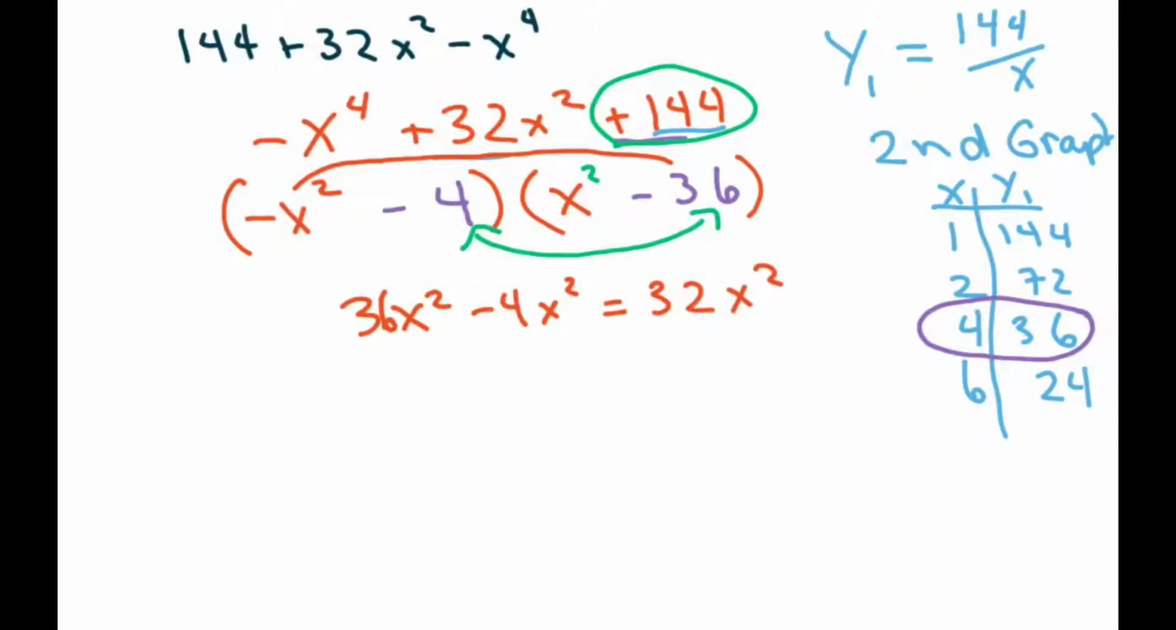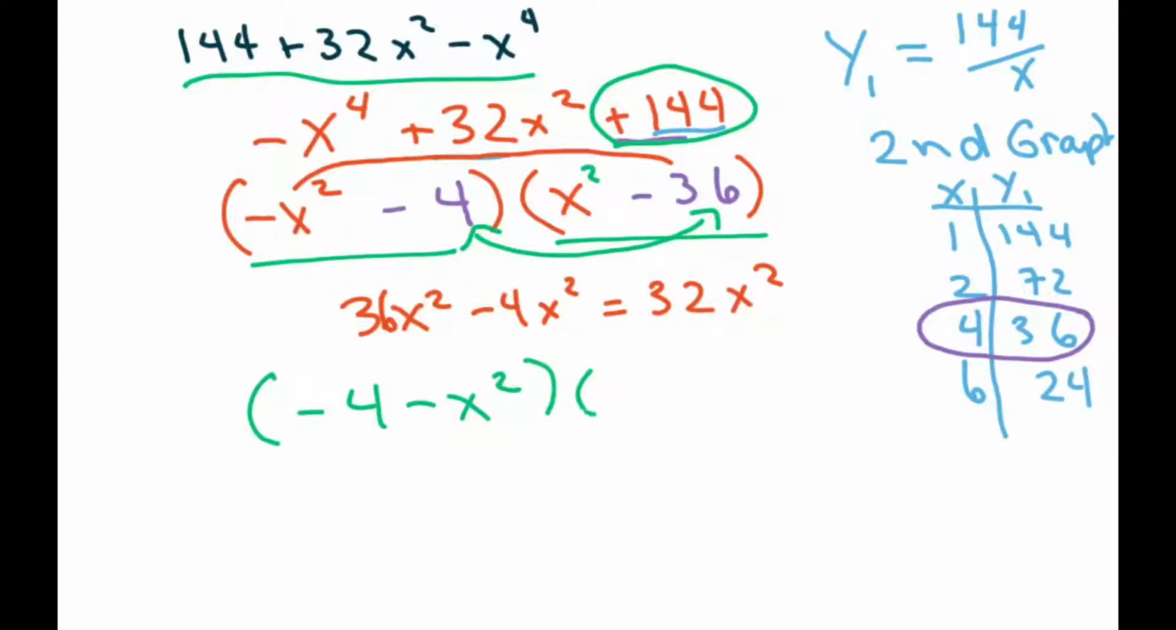If you want, because we rewrote this, just switch the numbers. So now we can just write this as negative 4 minus x squared, and this one's negative 36 plus x squared, which is kind of a little easier to do than trying to factor originally like that.